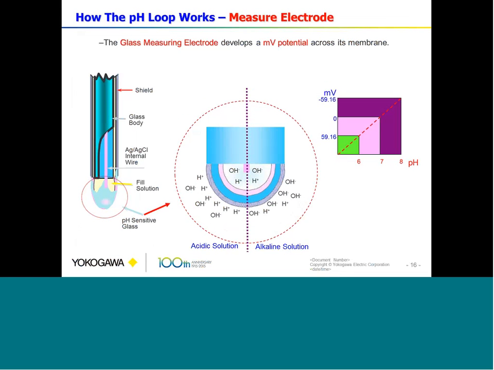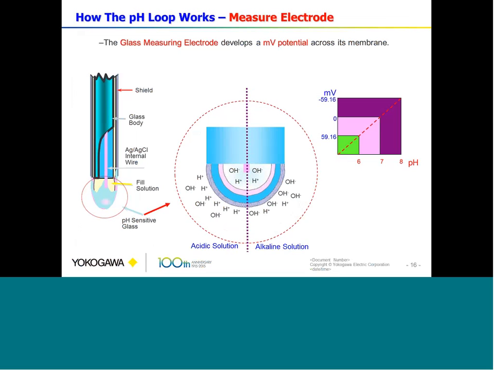We'll drill down a little deeper on the measuring electrode. The glass itself is a special formulation, so it's sensitive to pH. Typical electrode bodies are mostly glass, but I've seen some that are plastic. Inside the electrode, we have that silver chloride wire, and it's immersed in an electrolyte. That's a KCl solution buffered to 7 pH.